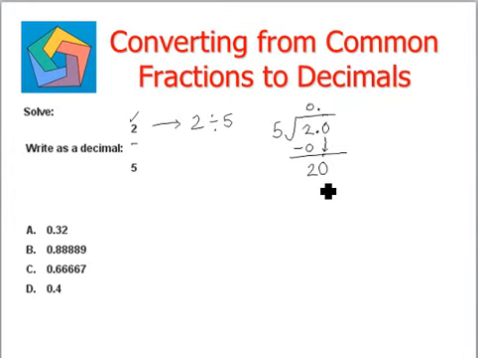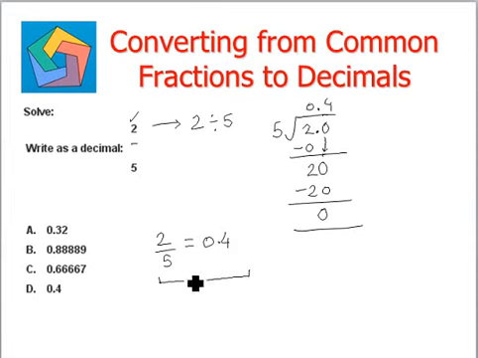20 goes in the table of 5 as 4 times. So 5 times 4 is a 20. 20 minus 20 is a 0. Now the remainder has become 0, so we stop over here. And 2 fifths as a fraction in decimal form is equal to 0.4. This is the final answer, which can be seen in option D.